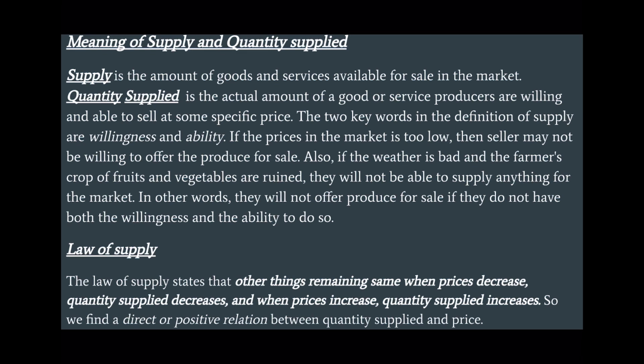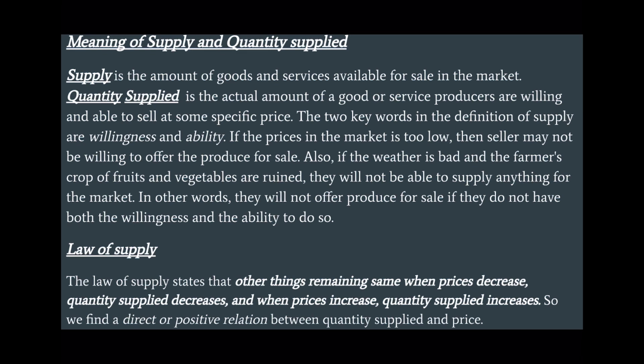Supply is the amount of goods and services available for sale in the market. Quantity supplied is the actual amount of a good or service producers are willing and able to sell at some specific price. The two key words in the definition of supply are willingness and ability.